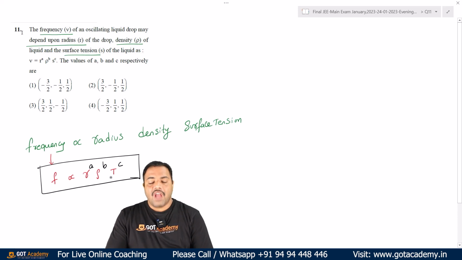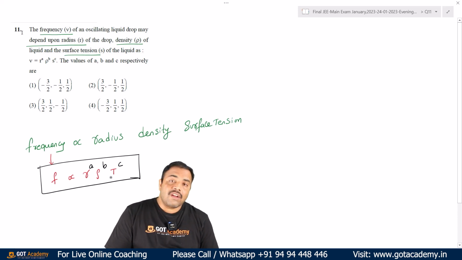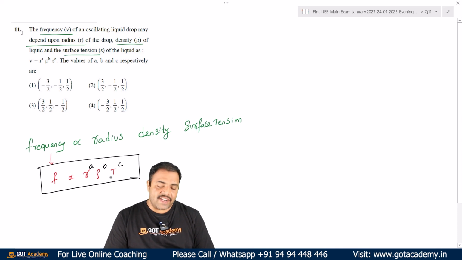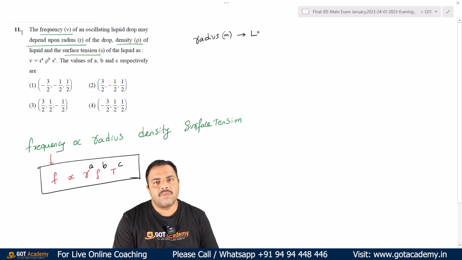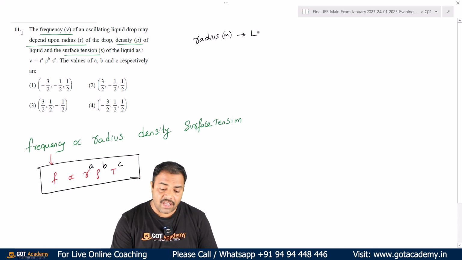Now we have to know the dimensional formula for each one. So how to write that? Children, radius is expressed in meters. So why don't we write it simply as L? Because L is the dimensional formula for meters. Length is in meters.